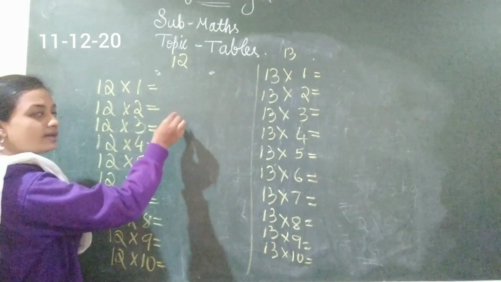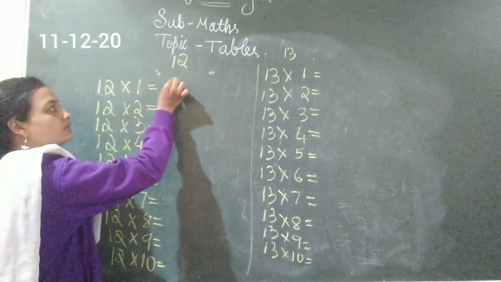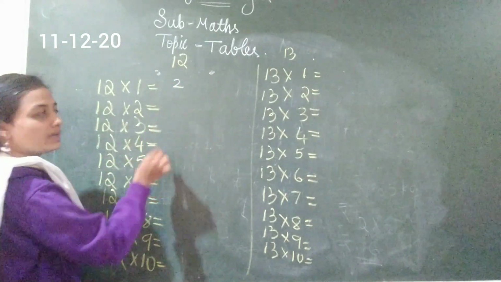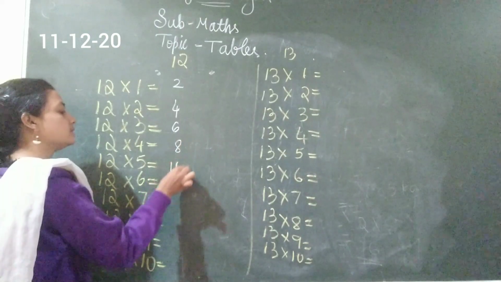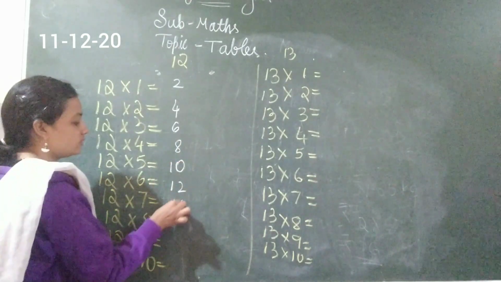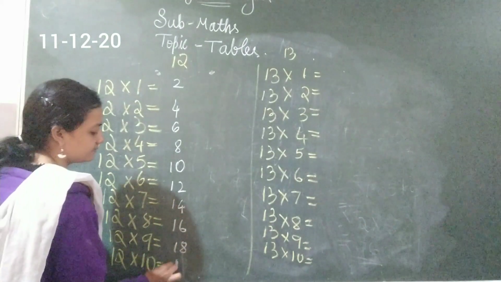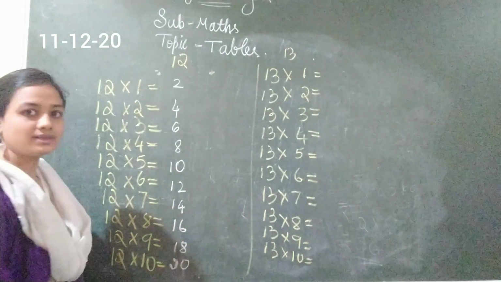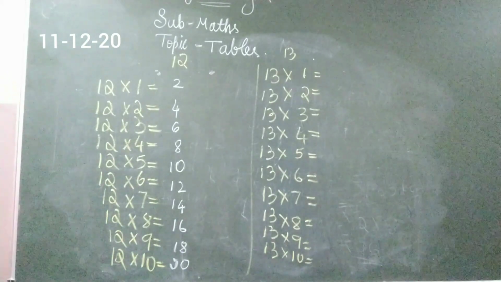For getting it, first you should write the table of 2. You remember the numbers for 2: it is 2, 4, 6, 8, 10, 12, 14, 16, 18, 20. So this is the table of 2. If you know this, we can write the table for 12 now.